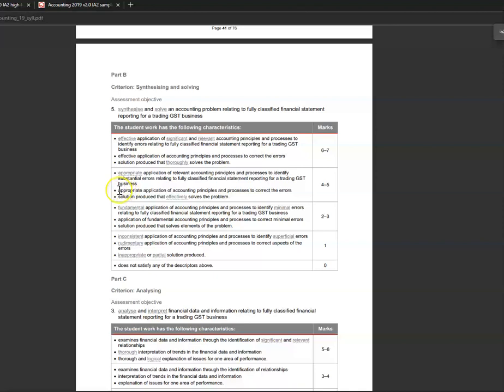At this next level, it's an appropriate application of accounting principles to correct the errors rather than effective. Go down further, you have identified minimal errors. So you haven't found them all, you found a minimal amount. So all, most, some. And here we've got superficial errors, so only minor errors. So as we go down, it gets less specific, less thorough.